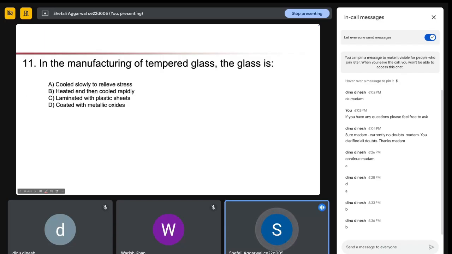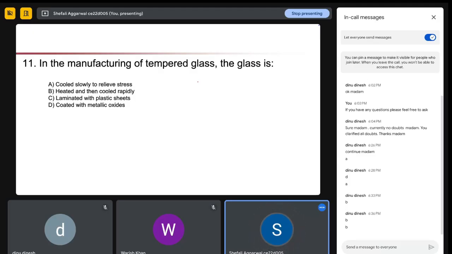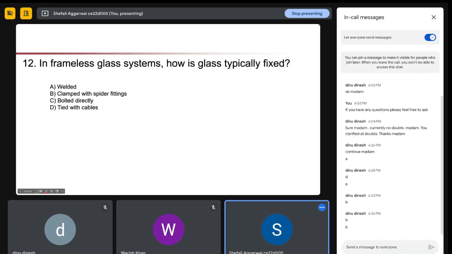In the manufacturing of tempered glass, the glass is cooled slowly to relieve stress, heated and then cooled rapidly. B. Laminated with plastic sheets or coated with metallic sheet. So, in tempered glass, we are just cooling it rapidly, the same way as we do for tempered martensite steel. Okay.